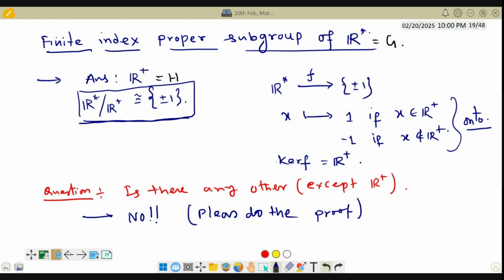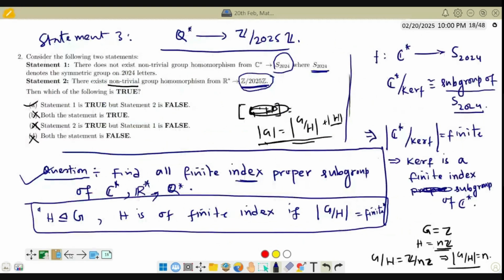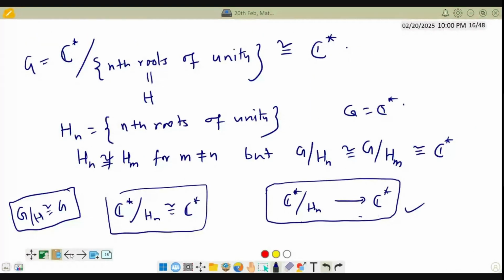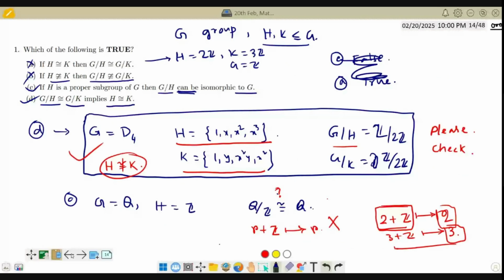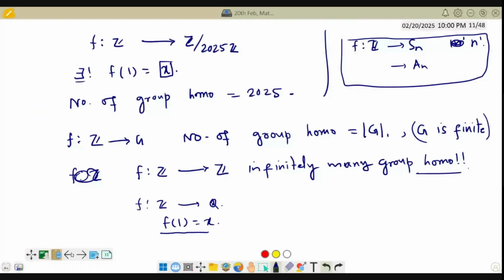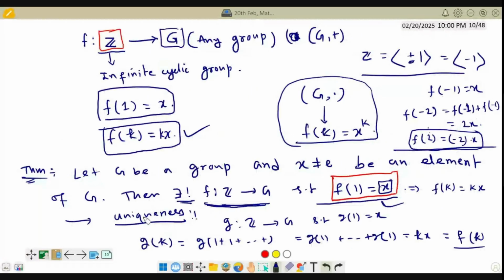But then you gave a proof, right? f of 1 is equal to some x. For that proof, what was my domain? That was Z, not Z mod mZ. See, this was from Z to Z, not Z mod mZ. This is from Z to Z. No, sir.